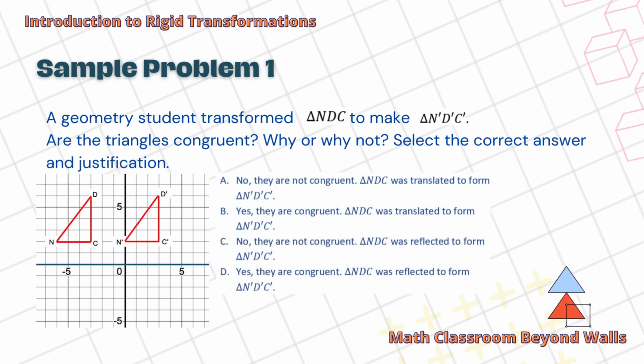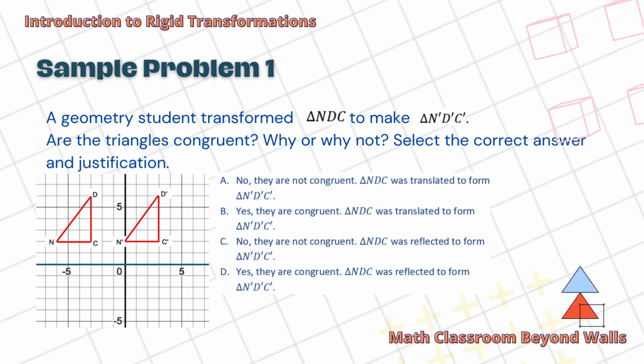Here are the options. A, no, they are not congruent. Triangle NDC was translated to form triangle N prime, D prime, C prime. Option B, yes, they are congruent. Triangle NDC was translated to form triangle N prime, D prime, C prime. Option C, no, they are not congruent. Triangle NDC was reflected to form triangle N prime, D prime, C prime. Option D, yes, they are congruent. Triangle NDC was reflected to form triangle N prime, D prime, C prime.